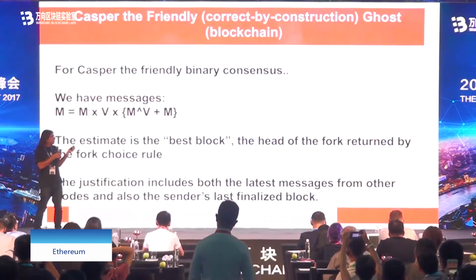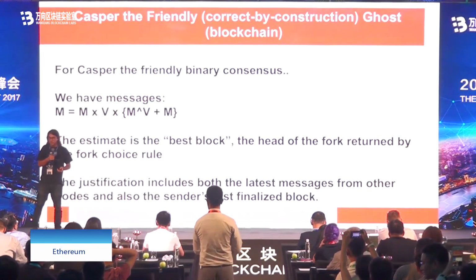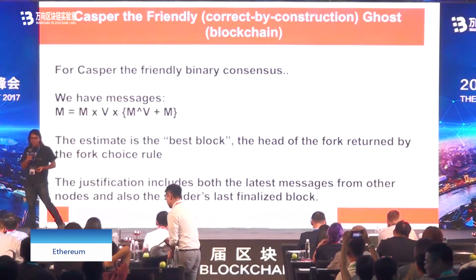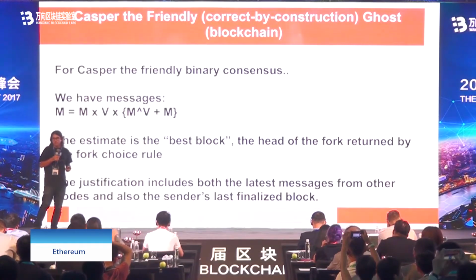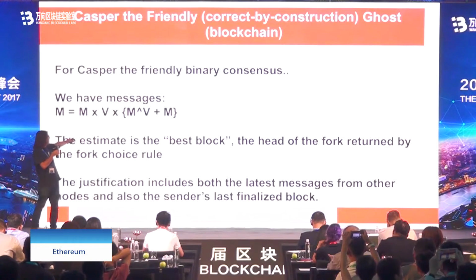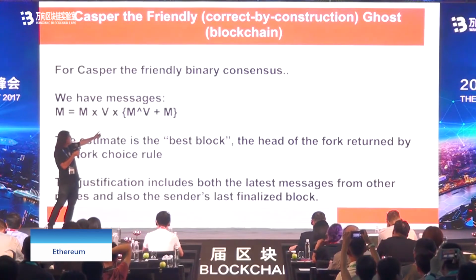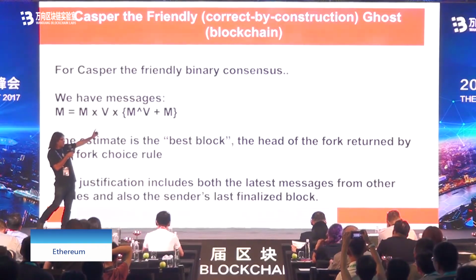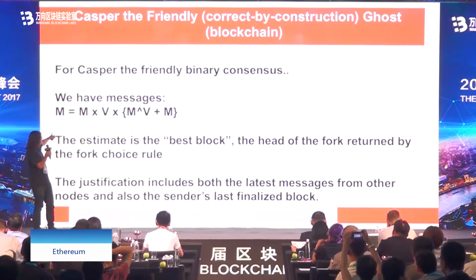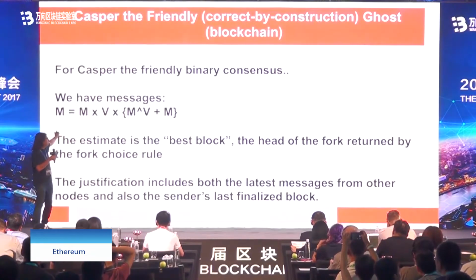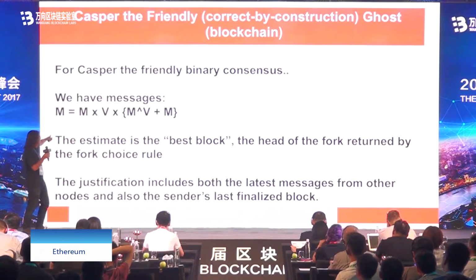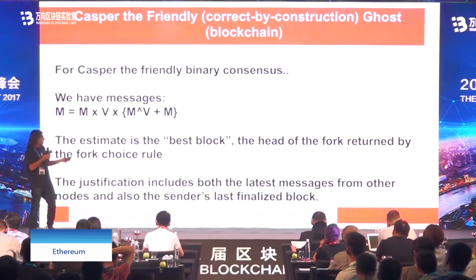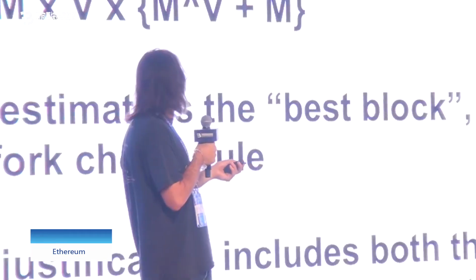So that was cool. Blockchain's a little more exciting because rather than just agreeing on a bit, we're going to agree on a whole blockchain and therefore be able to replicate a virtual machine. Now we have messages of the form pre-block, sender, justification, which includes the latest messages and the last finalized block. Notably, this is not a well-founded definition. The real definition requires 3 lines, but I think this is good for communication.